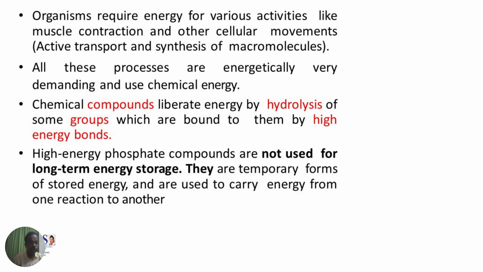Organisms require energy for various activities like muscle contraction and other cellular movements, like active transport and synthesis of macromolecules. All these processes are energetically very demanding and use chemical energy. Chemical compounds liberate energy by hydrolysis of some groups which are bound to them by high energy bonds. High energy phosphate compounds are not used for long term energy storage. They are temporary forms of stored energy and are used to carry energy from one reaction to another.